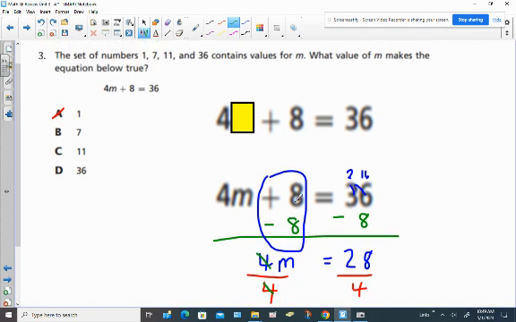Now, of course, is it a good idea to do a check? Take the answer that you believe it to be, substitute it in for the place of m, multiply it with 4, add 8 to it to make sure you get 36.